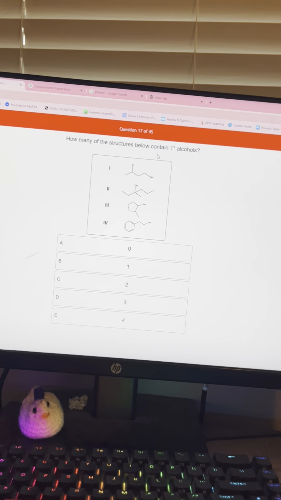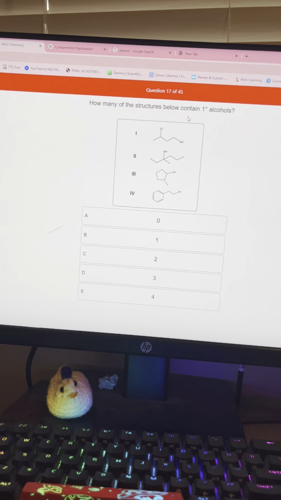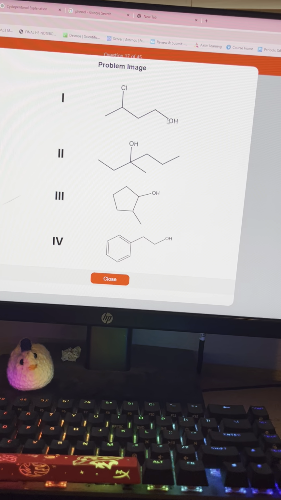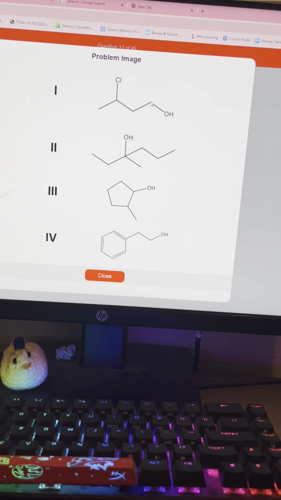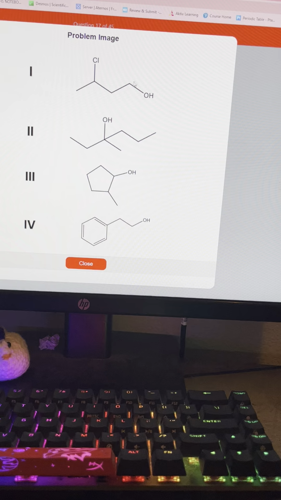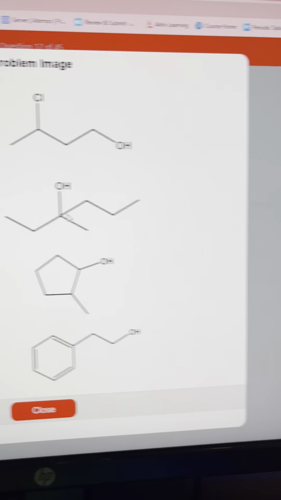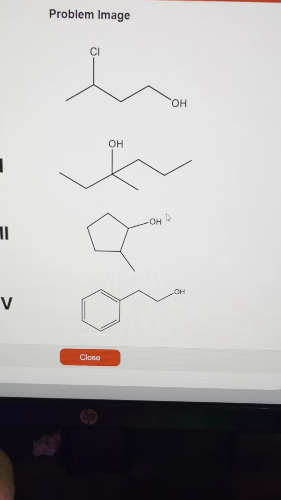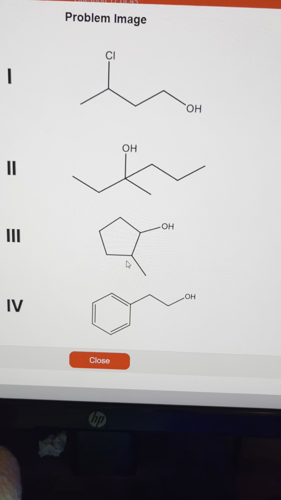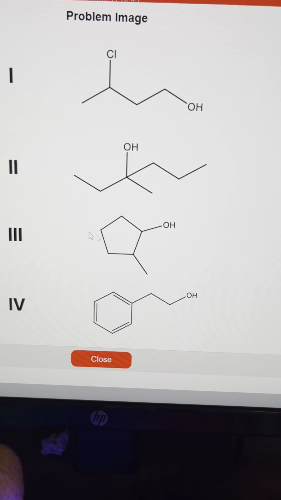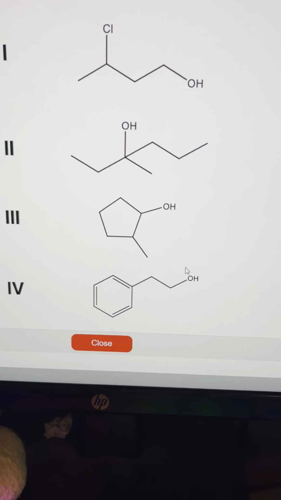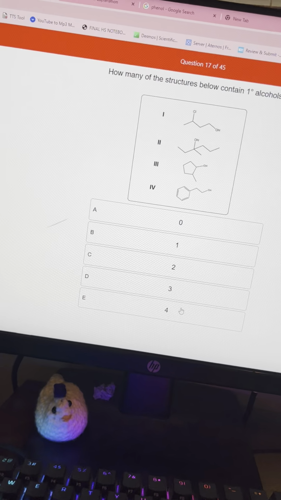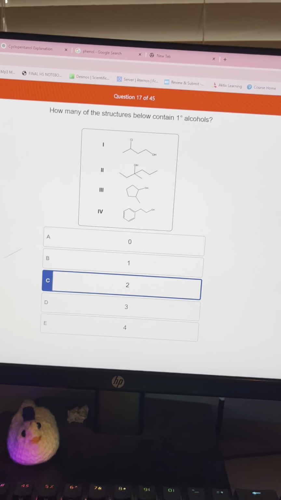Okay, now we're looking at how many structures contain primary alcohols. Remember primary alcohols? The carbon is only attached to 1 other carbon. So we have the alcohol here, this carbon, it's only attached to 1 other carbon. So yes, this is a primary alcohol. This carbon here, it's attached to 1, 2, 3. That's a tertiary, so we know it's not this one. Here, this carbon is attached to 1, 2, so that's a secondary. It can't be that one either, so right now it's only 1. This one's connected to 1 other one, so this is also a primary. So 1 and 4 are primaries, meaning we have 2 different primary alcohols here.